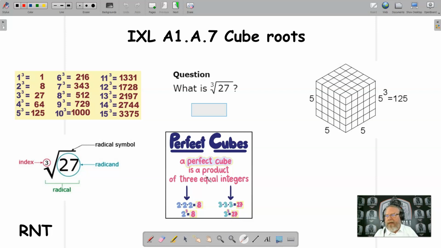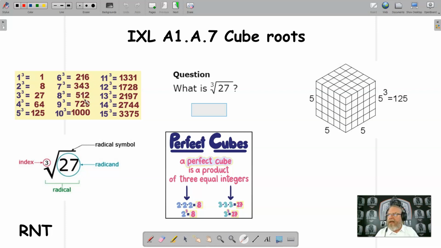So it's the product of 3 equal integers, that is to say, some number multiplied by itself 3 times gives us the value of the cube, and the root of that cube is whatever number we were multiplying by itself. Also, I've provided here a list of the first 15 perfect cubes. 1 times 1 times 1 is 1. 2 times 2 times 2 is 8, and so on. For instance, 7 times 7 times 7 is 343.